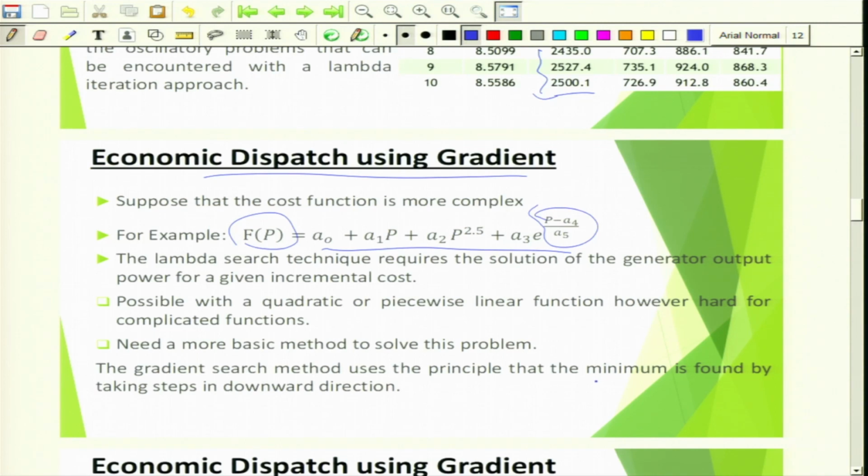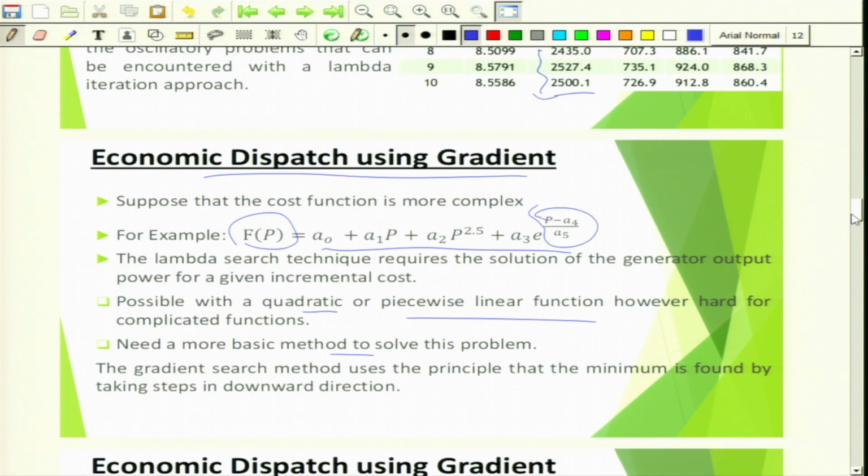The lambda search technique requires a solution of the generator output for a given incremental cost, and it is possible with a quadratic or piecewise linear function, however hard for complicated functions. The lambda iteration will be very tough. So we need a more basic method to solve this problem. The gradient search method uses the principle that the minimum is found by taking steps in the downward direction.